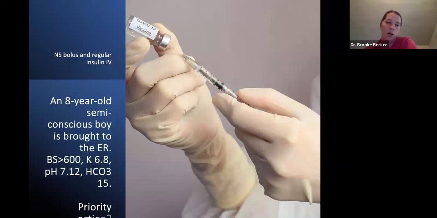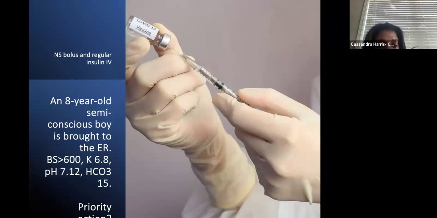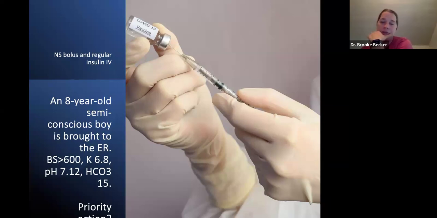So a kiddo, an 8-year-old who's semi-conscious, is brought into the ER with a blood sugar greater than 600. Their potassium is 6.8. The pH is 7.12. HCO3 is 15. What's your priority? Insulin. Mm-hmm. So the priority would be getting an IV in that kiddo and getting them a bolus with normal saline and insulin. Yep, good.